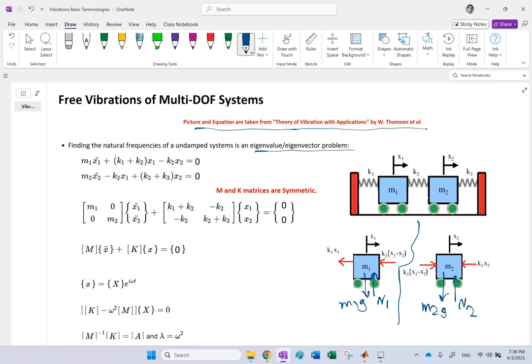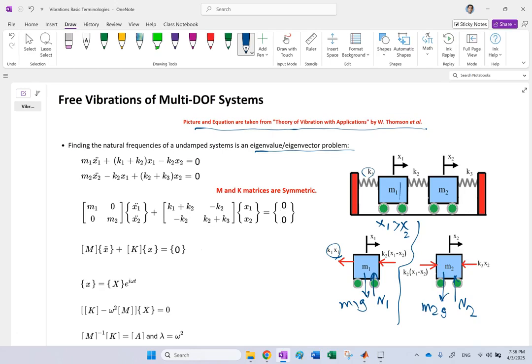So here, because X1 moves to the right, this spring is going to be stretched. So it is going to apply a force back to the left, which is K1 times X1. Assuming that X1 is bigger than X2, by the way, this assumption has no effect on these terms. It's just to make life easier. Otherwise, you can assume that X2 is bigger than X1. You're going to get the exact same term.